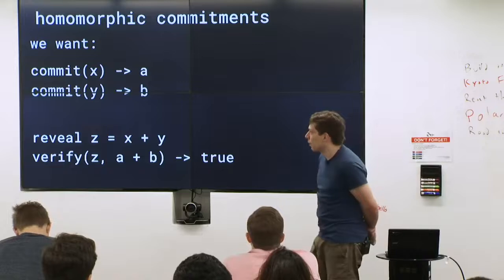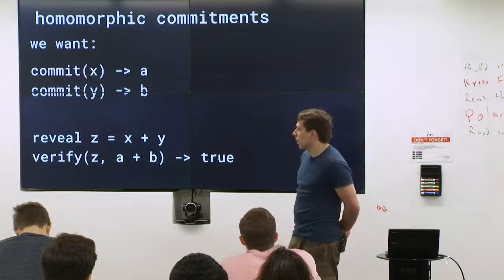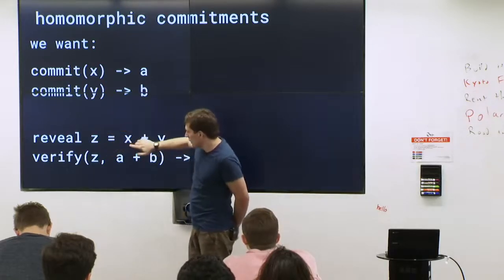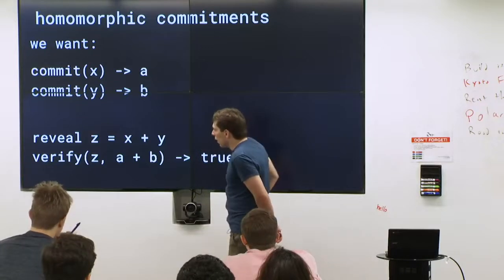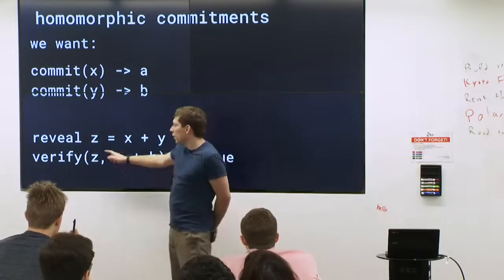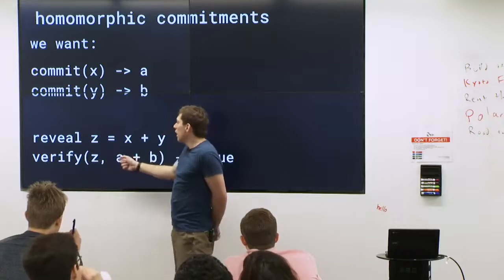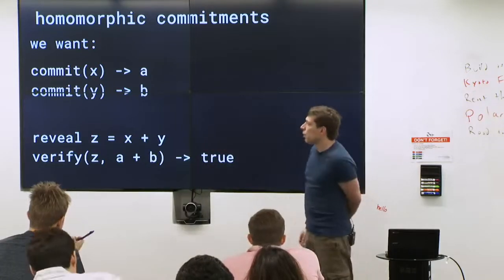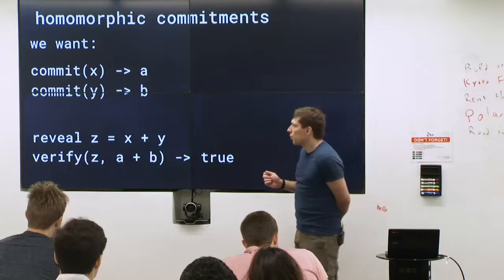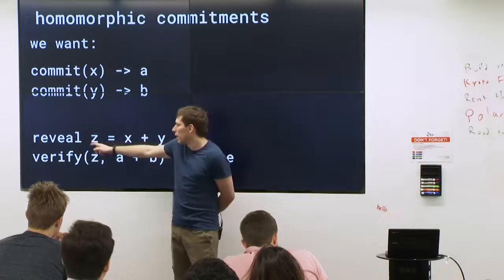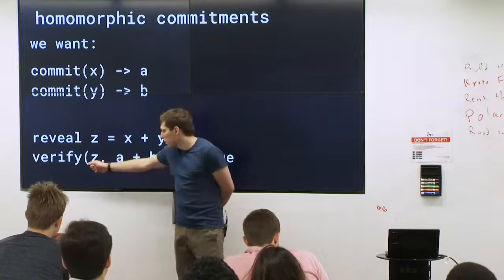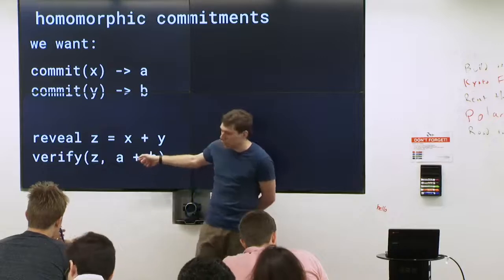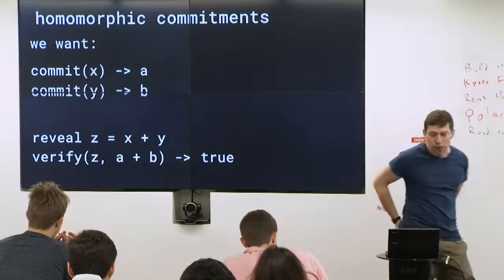We want something like this. We want to commit to X, commit to Y, and get these commitments A and B. And then we want to reveal Z, which is X plus Y. And then we want the verify function to put Z in, and A and B, either A plus B or A and B separately, and return true. Right? So we don't want to reveal X and Y separately. We will reveal the sum of X plus Y, and then we'll just have the commitments themselves. Since these are the same operator, it'd be cool if that worked. This is what we want, right?